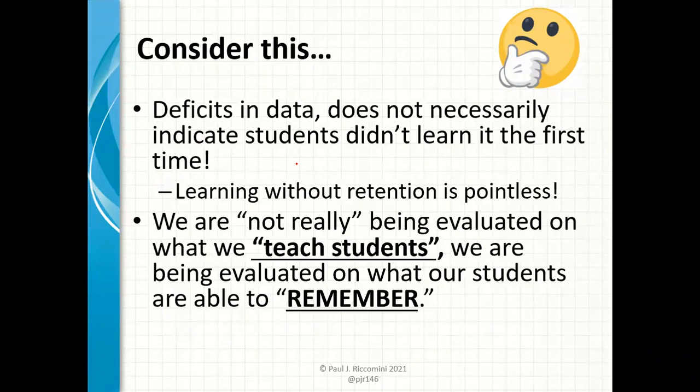The second thing is, if you're in a grade level that's evaluated, and that's in most states, grades 3 and up, we are not really being evaluated on what we teach students. We are being evaluated on what our students are able to remember. Again, initial versus retention. And it's important that teachers begin to recognize the importance of retention.